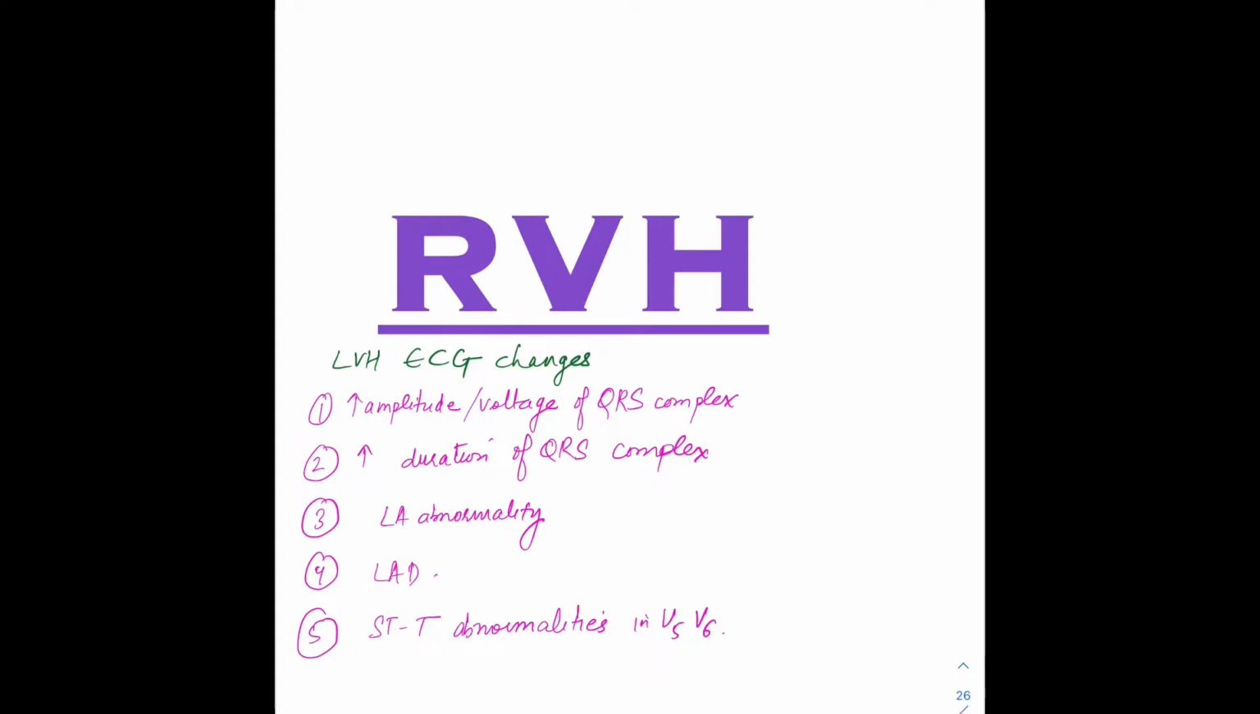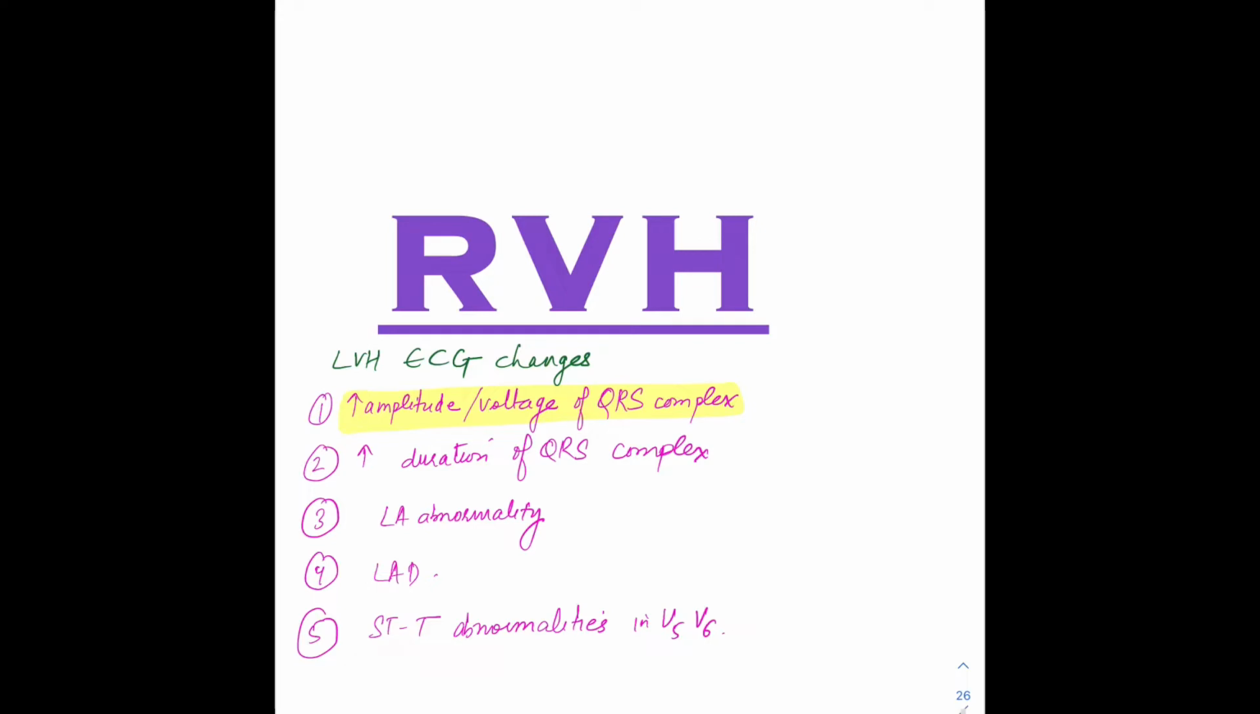Now, if you remember, increase in the amplitude or the voltage of the QRS complex is one of the most important criteria for diagnosing a patient as having LVH based on the ECG. And why are we having increased voltage of the QRS complex? Because we know now the muscle mass in the left ventricle has increased. So the voltage detected by the recording electrodes will be more than what it used to detect before there was ventricular hypertrophy.